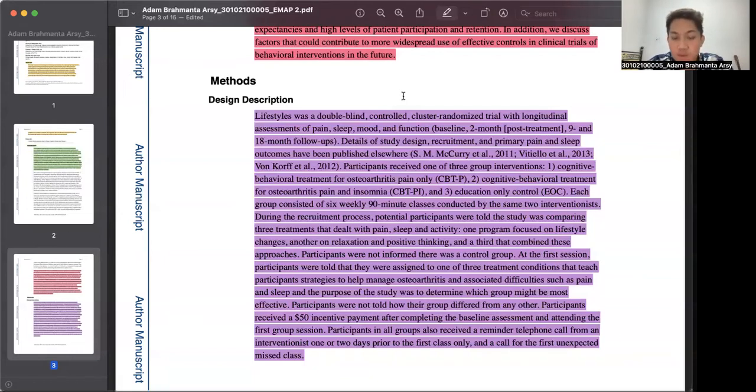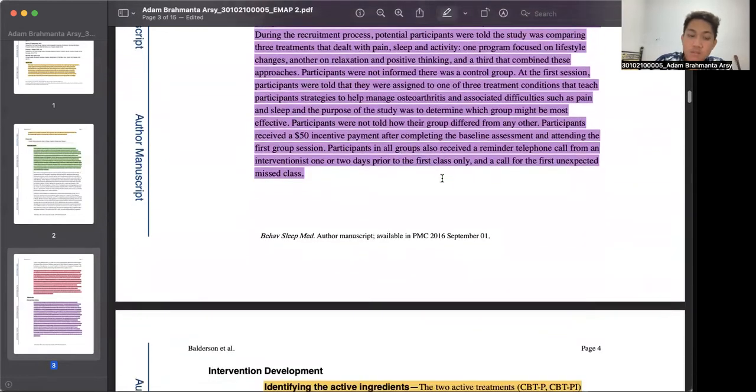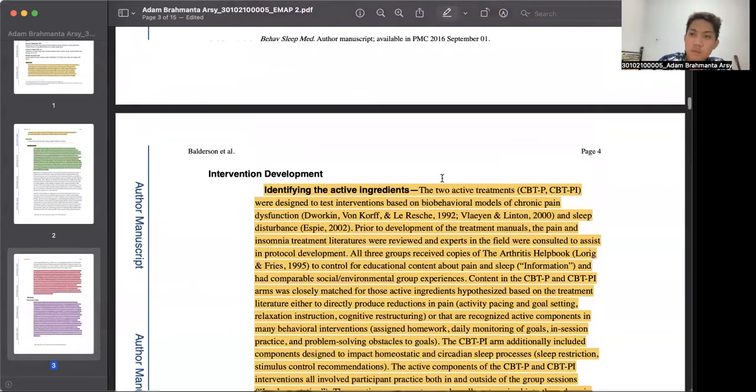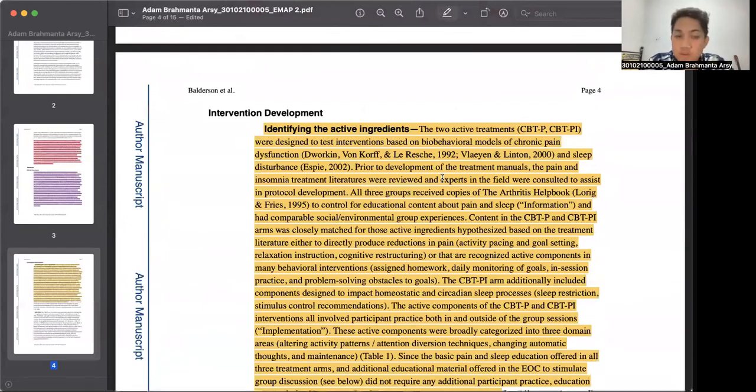Participants received a $50 incentive payment after completing the baseline assessment and attending the first group session. Participants in all groups also received a reminder telephone call from an interventionist 1 or 2 days prior to the first class, and a call after the first missed class. And then the intervention development, identifying the active ingredients.